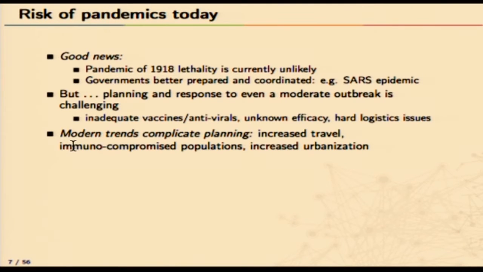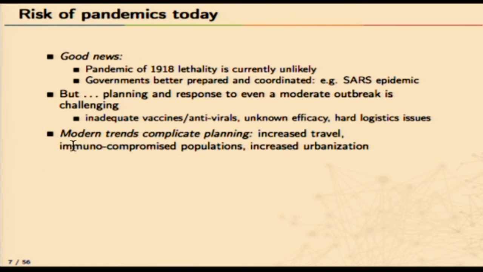So what is the risk of such a pandemic occurring today? The good thing is the 1918 pandemic happened because of a particular mutation in that virus, and public epidemiologists expect or hope that such mutations will not occur now. And governments are much more prepared and coordinated. So with SARS and swine flu, they did respond. Ebola is a different story, they took a while to respond.